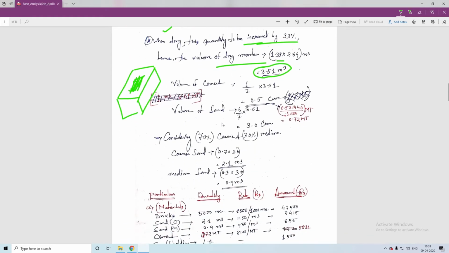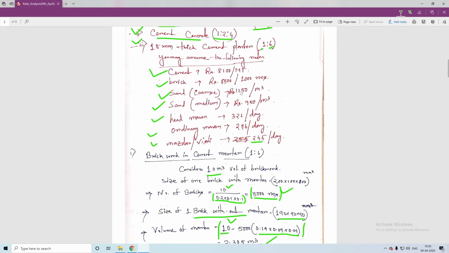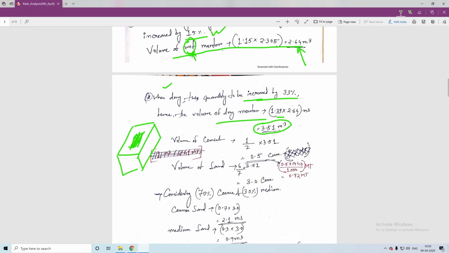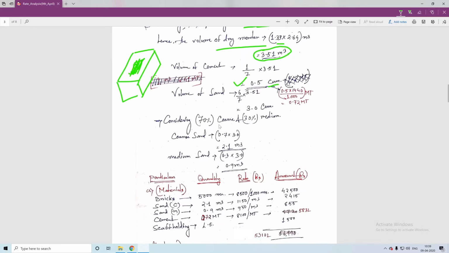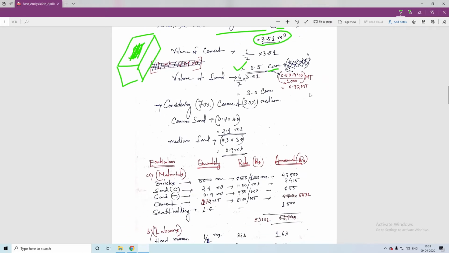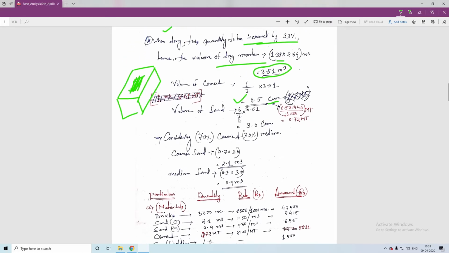Now the ratio comes. So what is the ratio? That is 1:6. I hope, yes, this is 1:6. So I need to divide it by the 1:6 ratio. Very simple. So 1/7 into 3.51, this is 0.5 cubic meter. Okay, I am not coming to cement right now, I am coming to it later on. And the volume of sand is 6/7 into 3.51, that is 3 cubic meter.